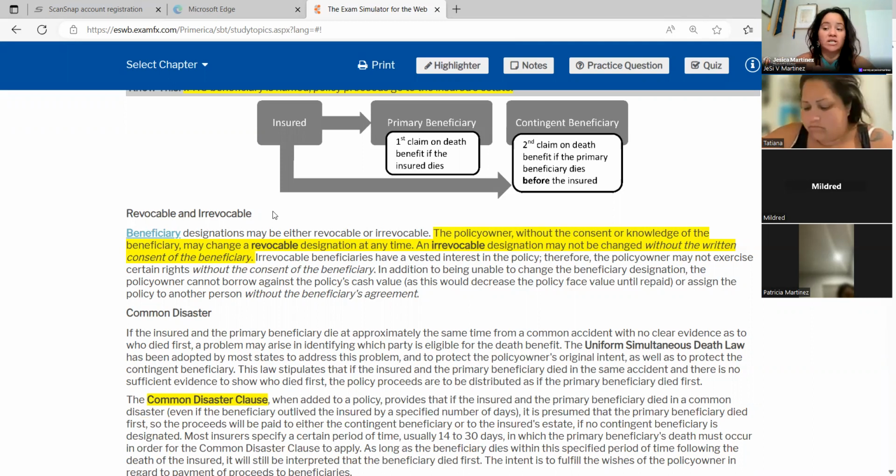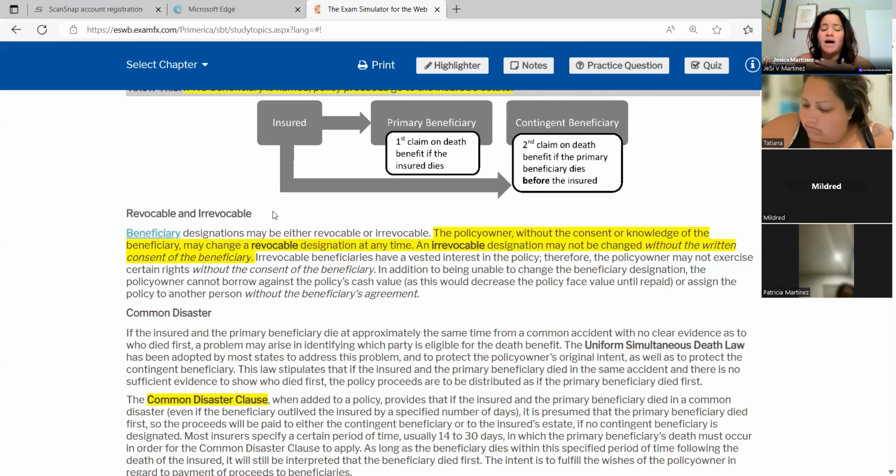So revocable, you can always change it. You can go back to your policy at any time, any period, as many times as you want, and change the beneficiary. An irrevocable designation, you cannot change it without the written consent of the beneficiary, which is kind of weird.